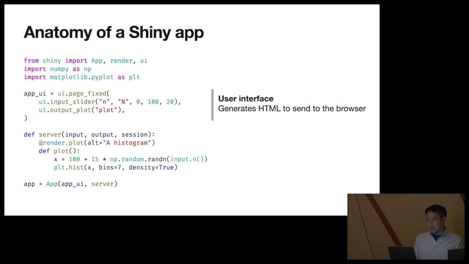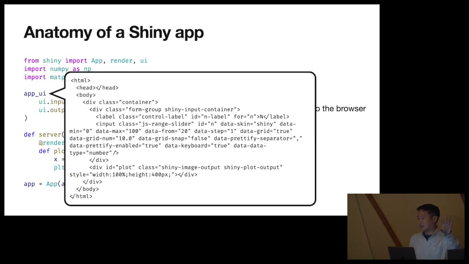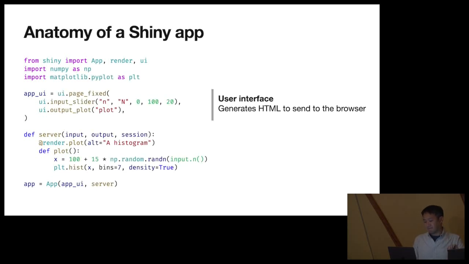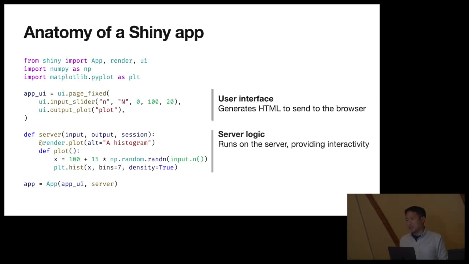So all this is Python calls that generate HTML. That's all it is. So you don't need to know the HTML, but that's what it's doing. And the second part you need is this server logic. This is Python code that runs while the user is interacting with the application. So if they move this slider, then this input.n value is going to change, because that input slider, that first argument, is n.